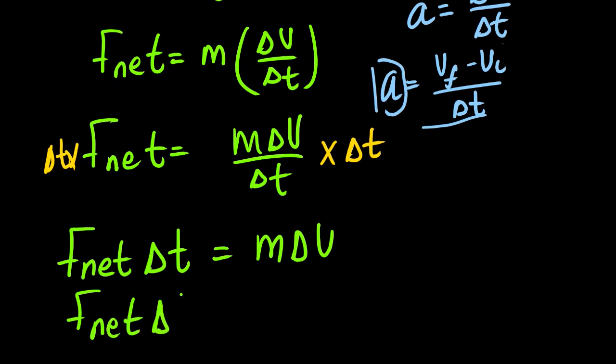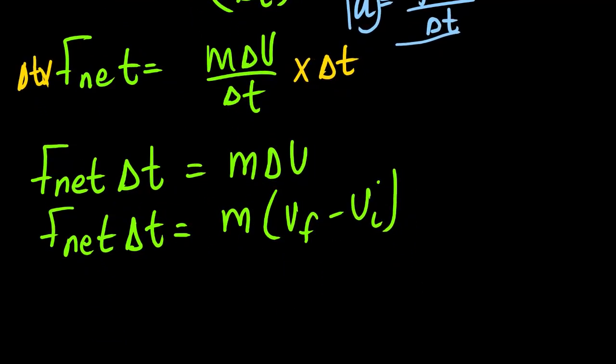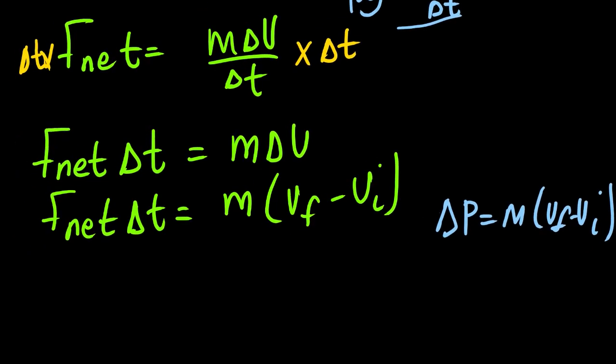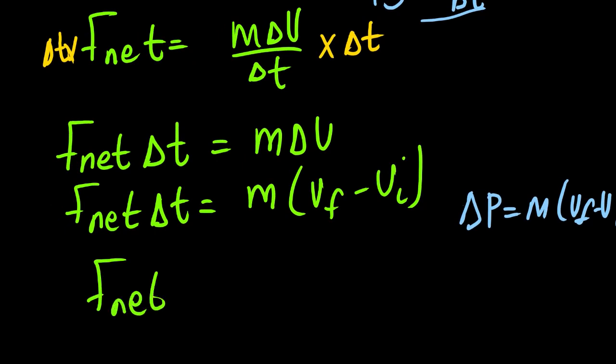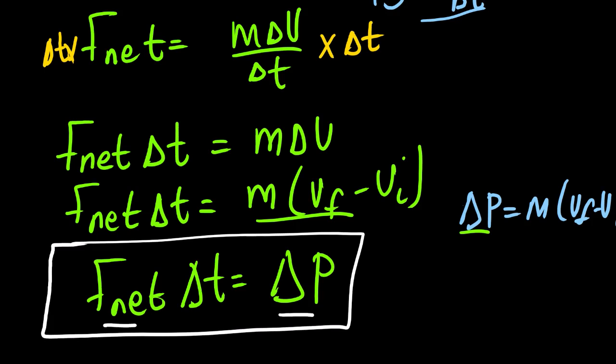Then we know that m change in V is m times Vf minus Vi. From the previous lesson videos, we actually know that change in momentum is equal to m times Vf minus Vi. So F net change in time is equal to change in momentum. So we have this equation: change in momentum is equal to impulse. Impulse is F net change in time.